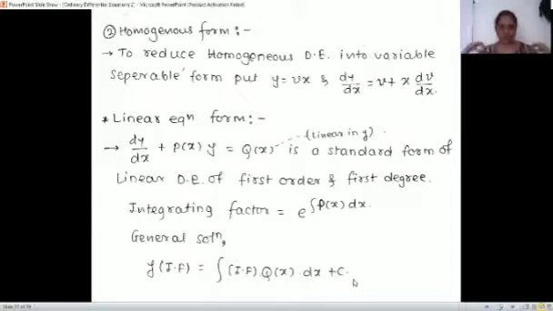Okay, the next form is homogeneous form. How to solve the homogeneous form: if the equation is homogeneous, we have to put y is vx, that is dy by dx is v plus x dv by dx. And the next is linear equation form, that is dy by dx plus p of x into y is equal to q of x. So the equations are linear in y. That's where you have to find the integrating factor. Integrating factor is e raised to integration p of x dx, and then the solution is that y into integrating factor is integration q into integrating factor with respect to x plus c.